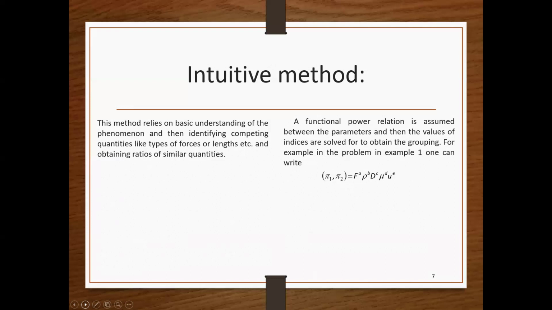What is the relationship? A functional power relation is assumed between the parameters and then the values of the indices are solved for to obtain the grouping indices. Yan yung mga A, B, C, D na nakikita nyo. For example, in the problem in example 1, we can write pi 1, pi 2 is equal to f of rho exponent A, B exponent C, D exponent C, mu exponent D, U exponent E. So solve for A, B, C, D, E. Okay?